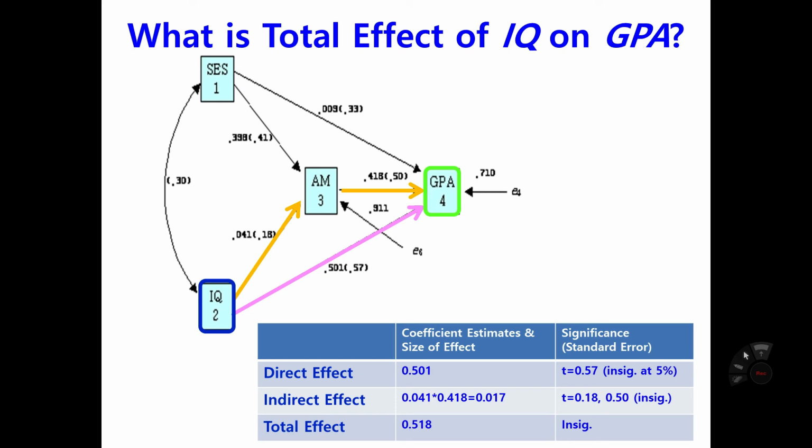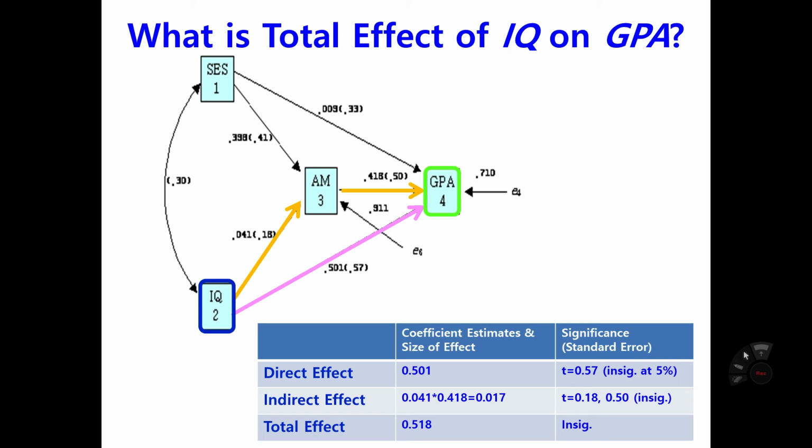Okay, so let me summarize what we have discussed so far. We are dealing with the direct effect in pink and the indirect effect in orange or yellow. The total effect will be the summation of the direct effect and the indirect effect. The direct effect was 0.501. The indirect effect is 0.017. How would you get it? By multiplying the in coefficient and the out coefficient. And then the total effect is 0.518.